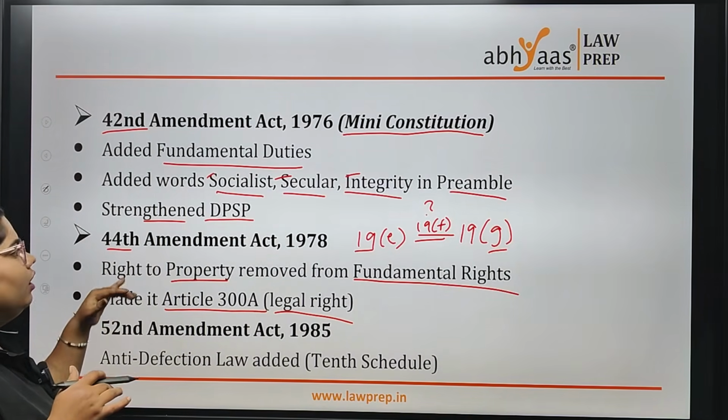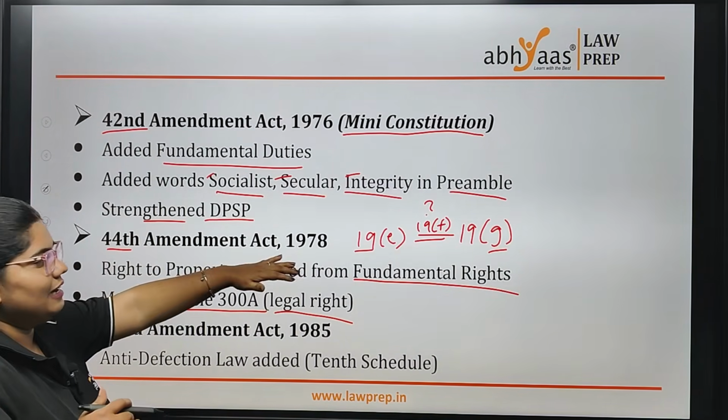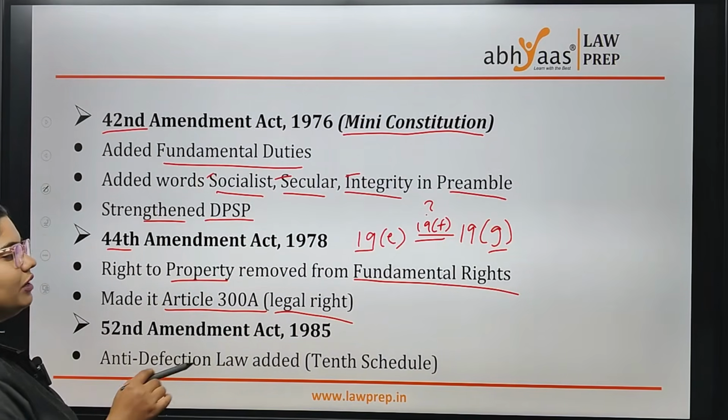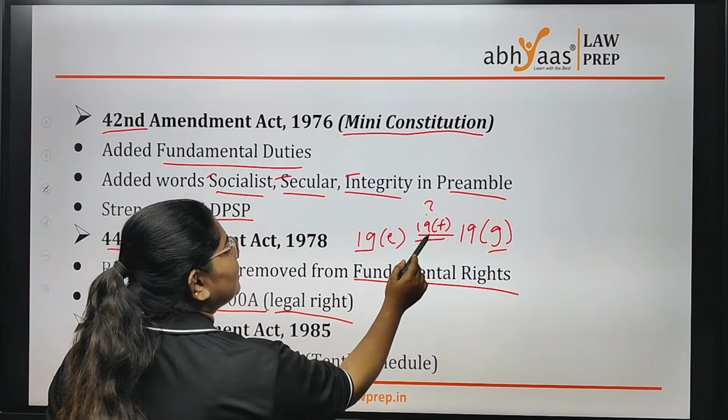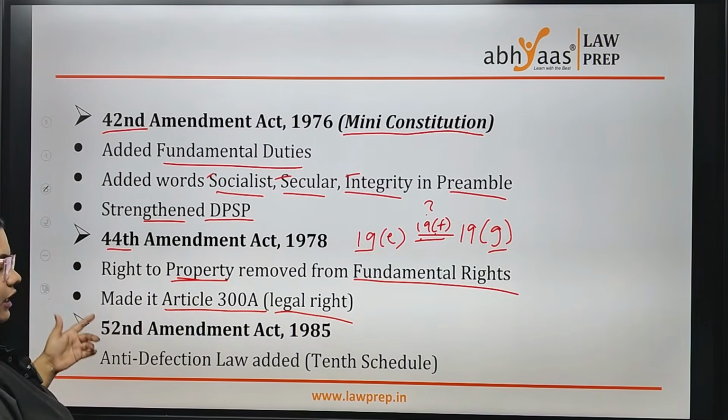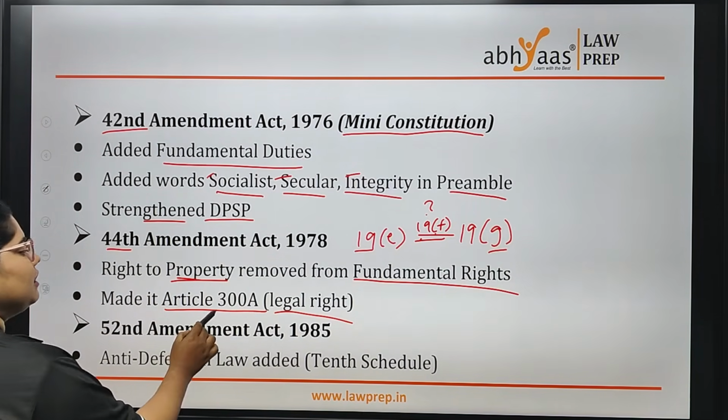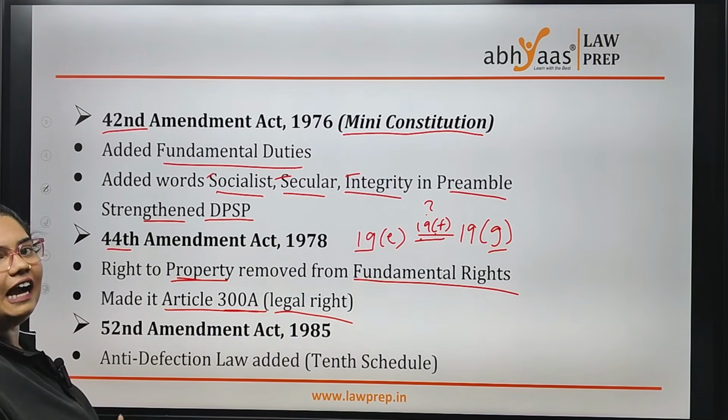Previously, before this 44th amendment in 1987, we used to treat right to property as a fundamental right under your Article 19F, which has now been inserted as 300A, which is only our legal right.